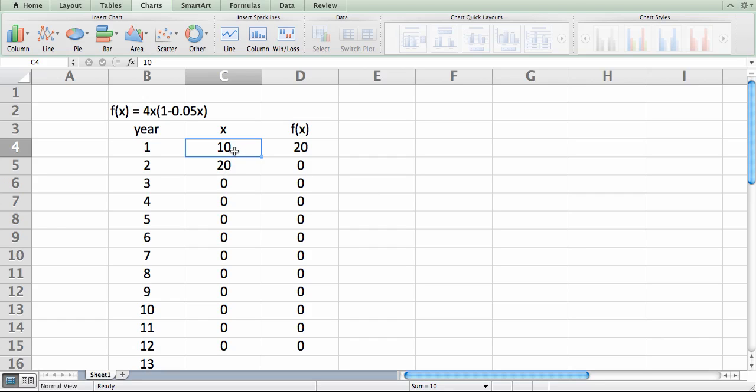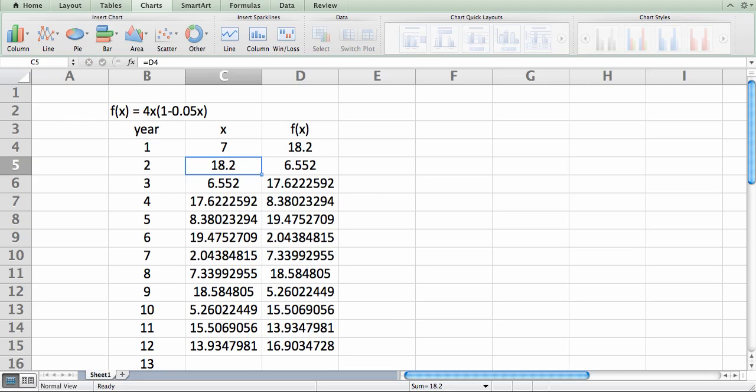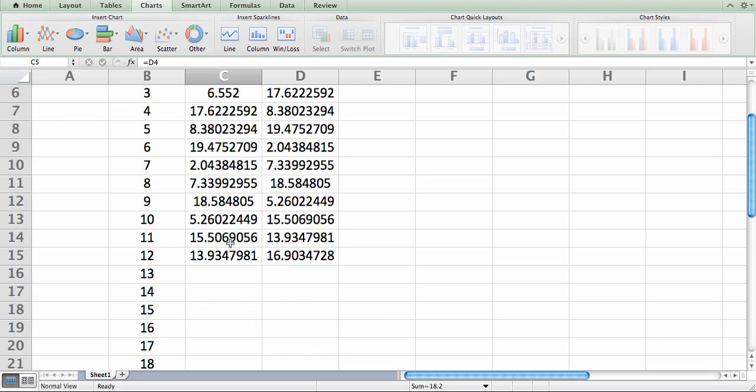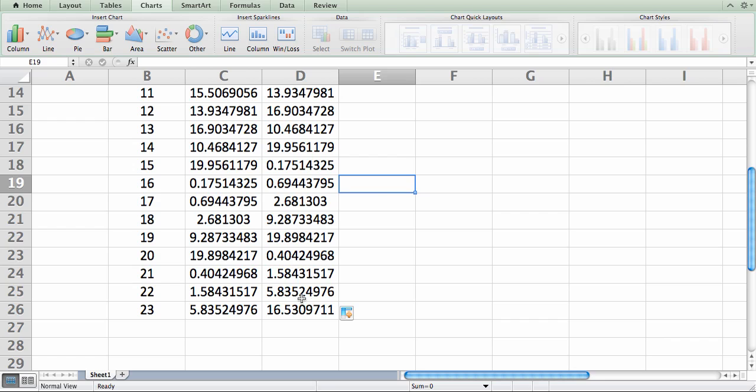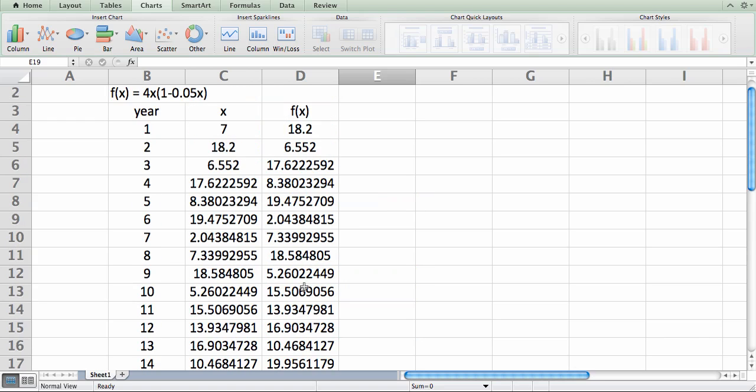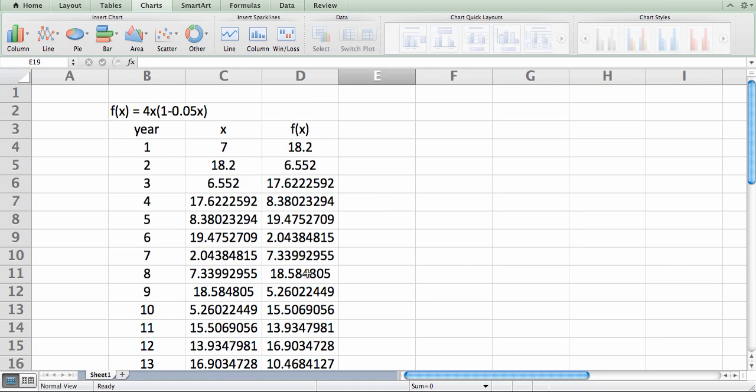What happens now? Sometimes a population is not as predictable. If I start with a population of 7, we see this population is going all over the place. And if I keep pulling these cells down, we see the population doesn't seem to have any particular pattern. I don't see any pattern to these numbers. And this is what we would call chaotic population growth.